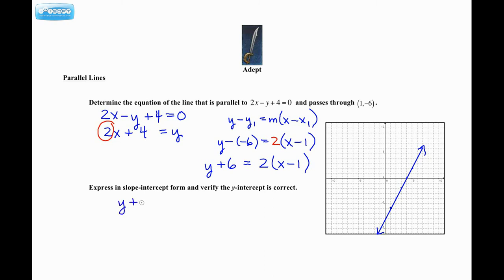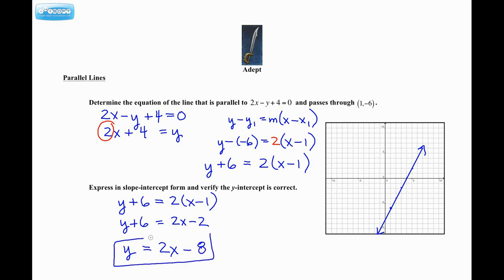So we need to isolate y. No fractions in this one, so we're just going to multiply this one straight. This is y plus 6 equals 2x minus 2. Okay, and I just need to subtract 6 from both sides. Okay, and negative 2 subtract 6 is negative 8. And look at that. Okay, there's our line, slope of 2, and the y-intercept is negative 8. So this verifies that we did it correctly.